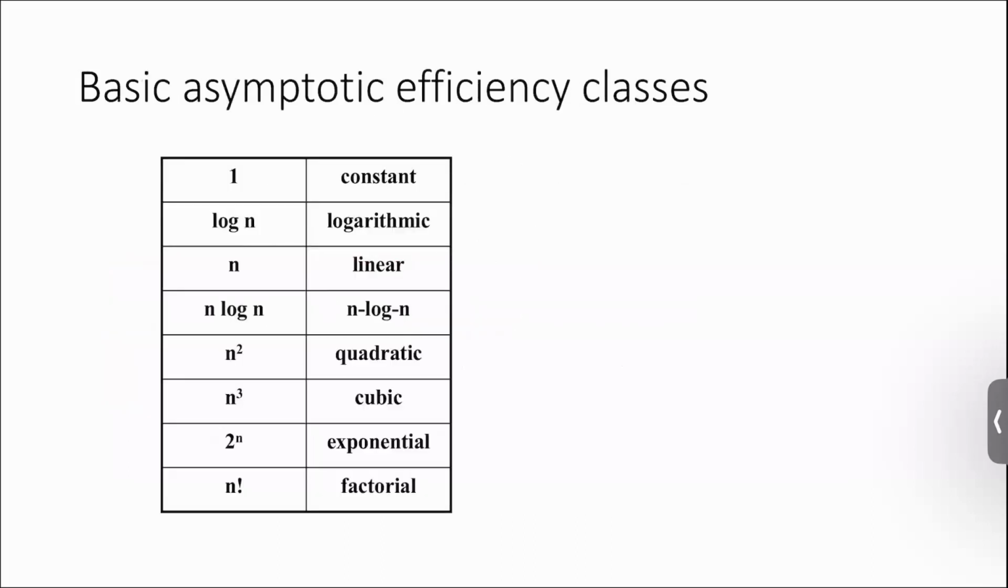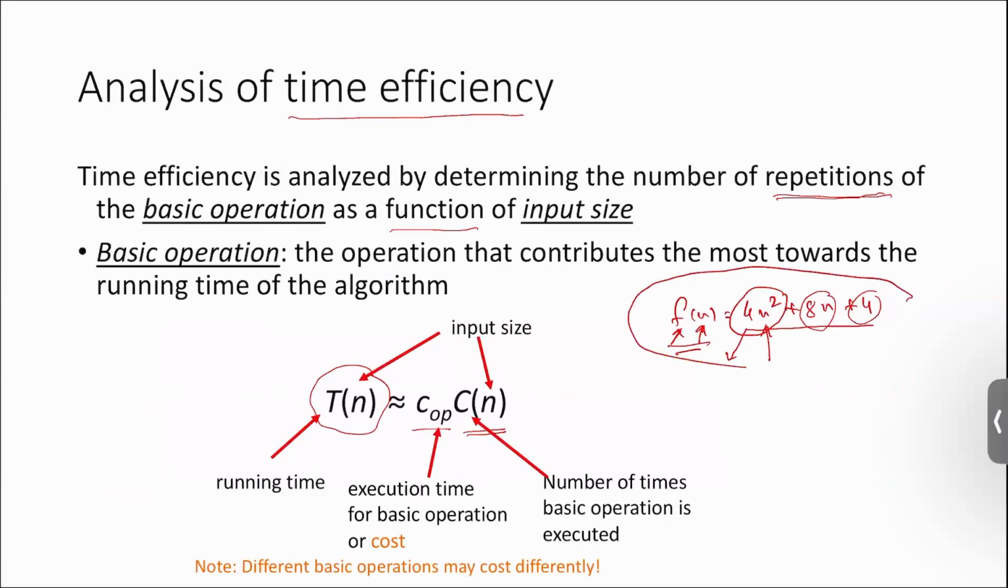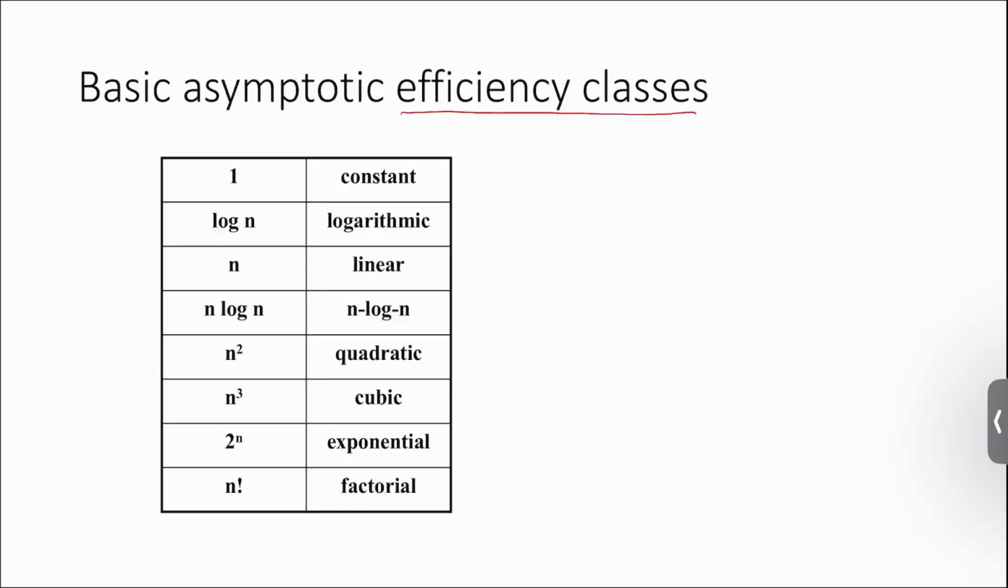Now, we have some important efficiency classes. Whenever we compute a function like this one, t of n or f of n, it will lie in one of the efficiency classes, like for example the constant class, which is the best class. Like we found in our last video, t of n is equal to, for example, 3, which is a constant that does not involve any variable.